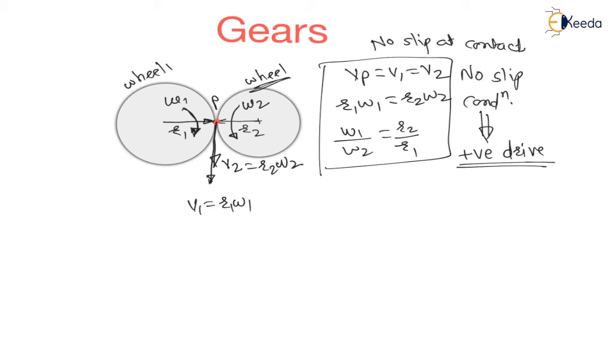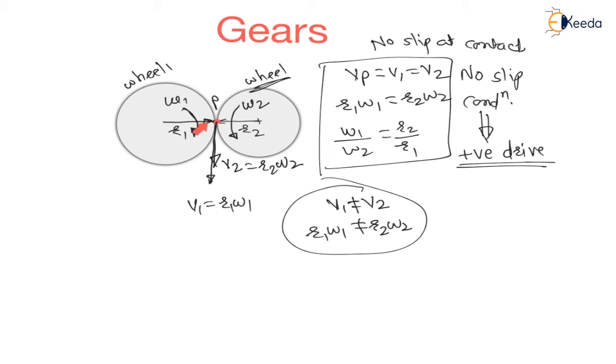Now let us consider the contacting point is moving with different velocity on the two wheels. That is, if v1 is not equal to v2, therefore r1 omega 1 is not equal to r2 omega 2. This means there is some sort of relative motion between wheel 1 and wheel 2. Therefore slip occurs, and whenever there is slip, such a drive is called a negative drive.